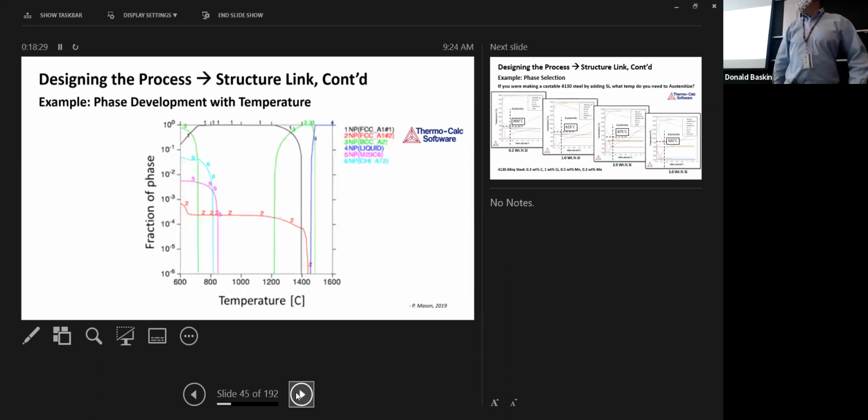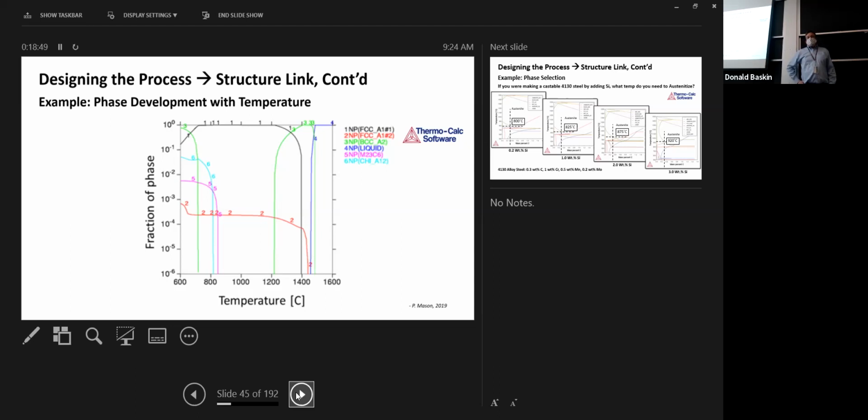Thermocalc can also help you get things like phase fraction. This is a nickel alloy, and this shows you various phases that can form in nickel as a function of temperature. And it's really interesting to look at these about which phases grow and which phases disappear as a function of temperature.